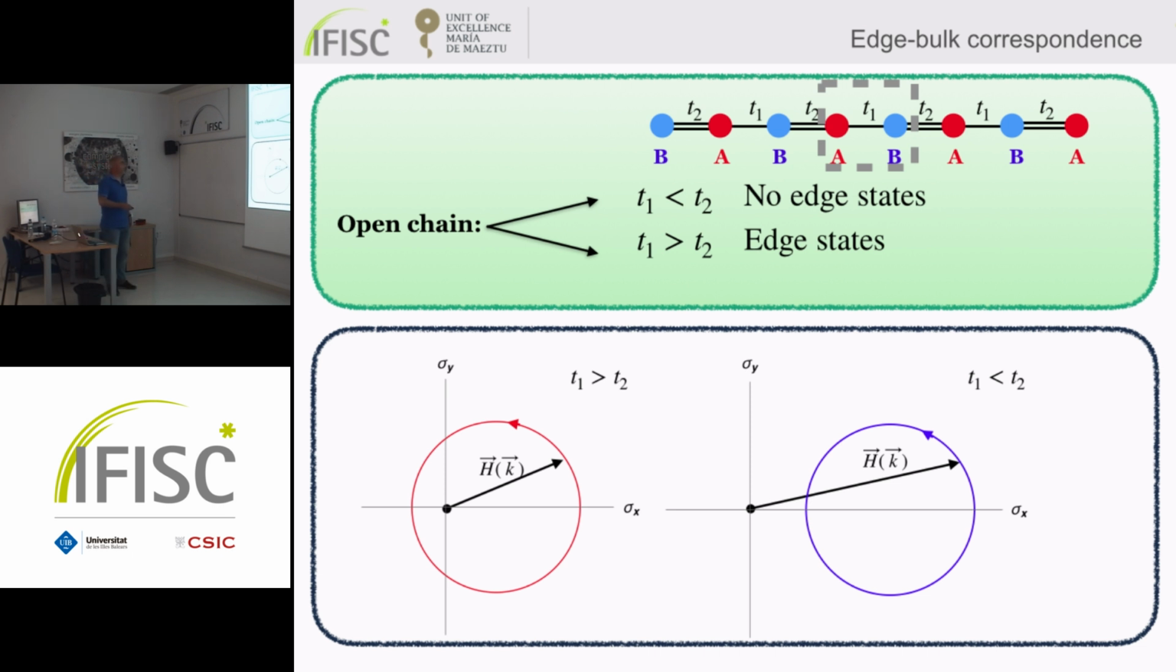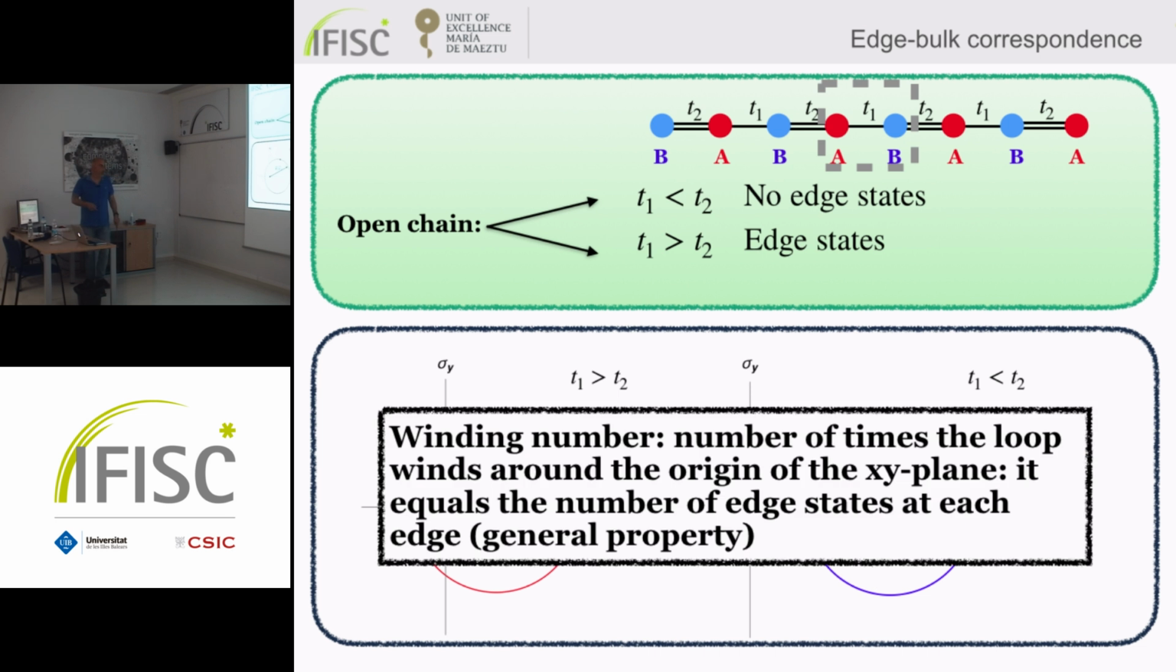So this allows one to define a topological number, which is called a winding number, or also Zak phase, as the number of times that the loops wind around the origin of this sigma x, sigma y plane. And it is exactly equal to the number of edge states for each of the edges. And this is a general property. It's not only a property of this model, but this is a property of all known topological systems.